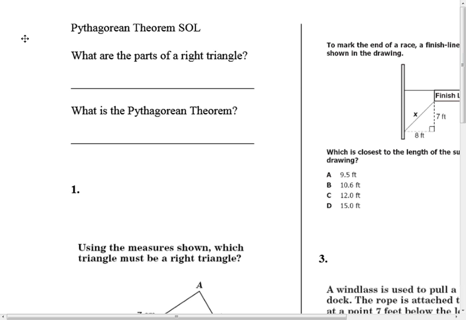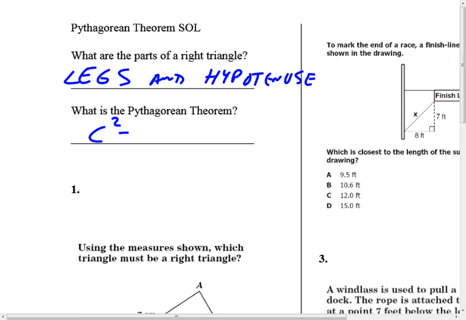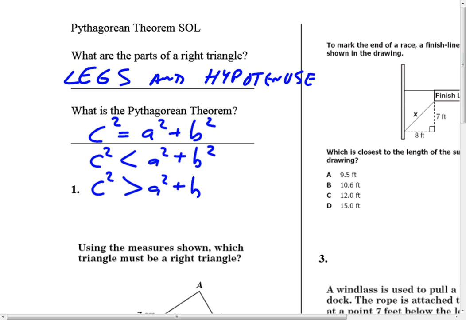Parts of a right triangle. What we're talking about is just the legs and hypotenuse. When I'm doing the Pythagorean theorem, I like to put c squared off to the left, just because that helps me with problems like this. This is for a right triangle.